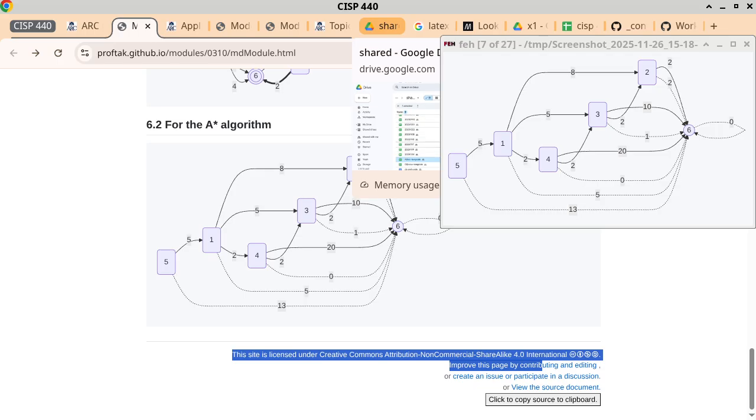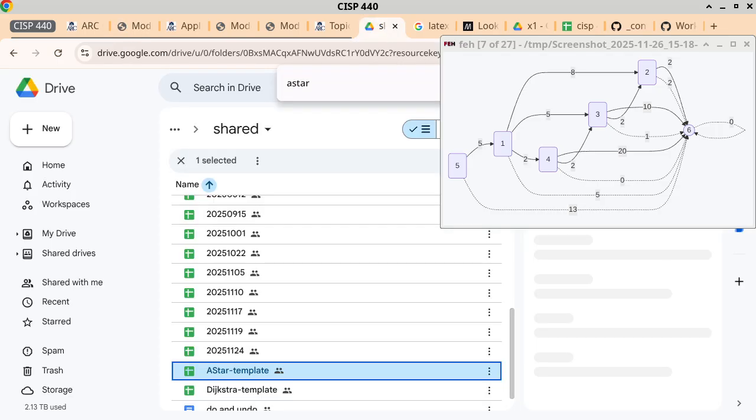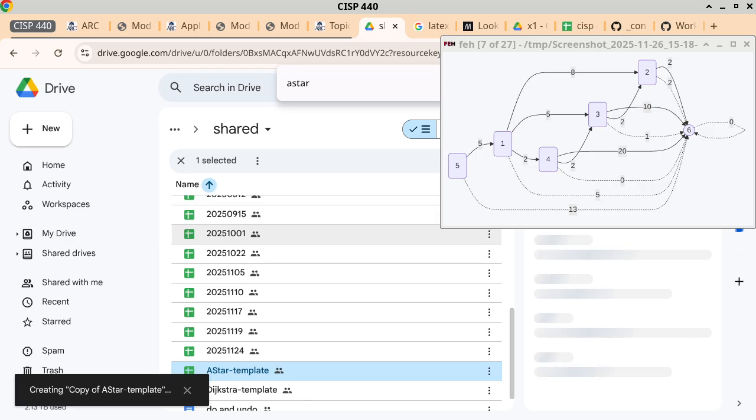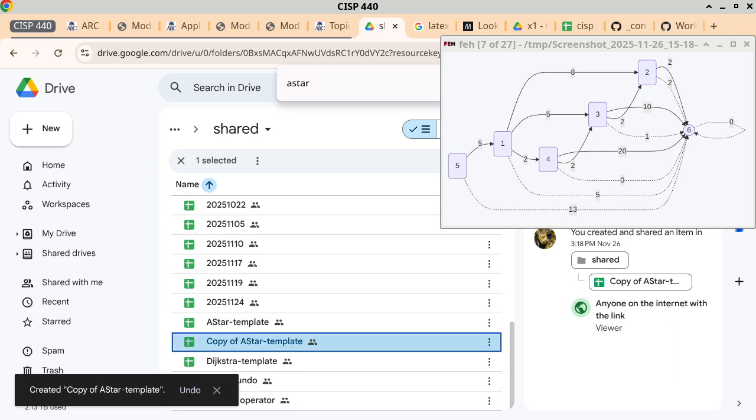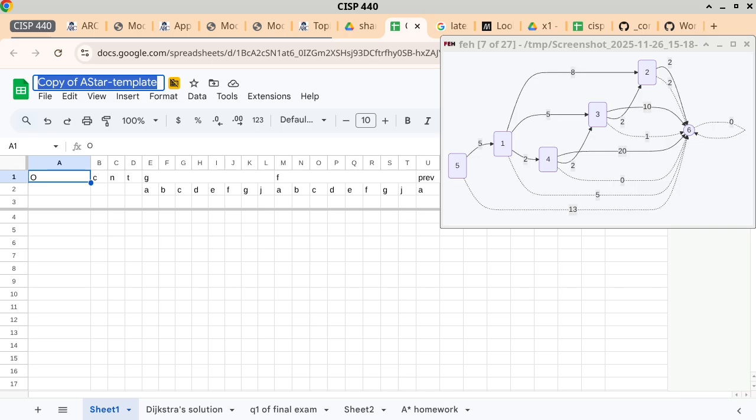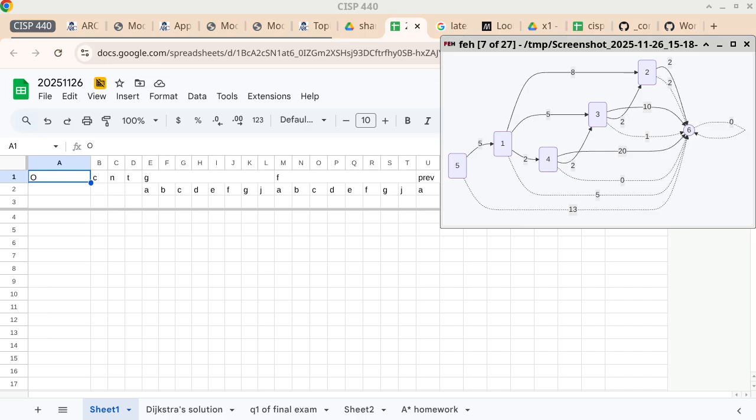Just like we have a template for following Dijkstra's algorithm, I also made another one to follow the A star algorithm. So this is just a template. So we can make a duplicate of the template. So we can say make a copy. And then we'll change the name of that new spreadsheet or Google Sheets into today's date. Okay, so we're going to open this up. All right, and then give it a name based on today's date, 2025, November 26th. There we go.